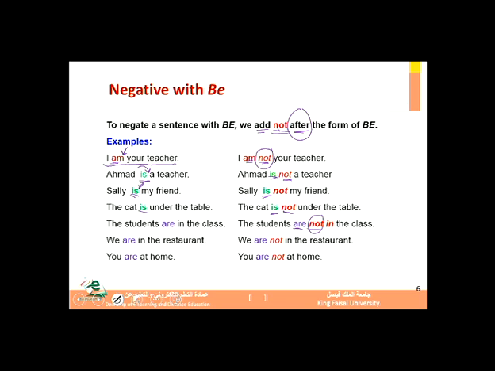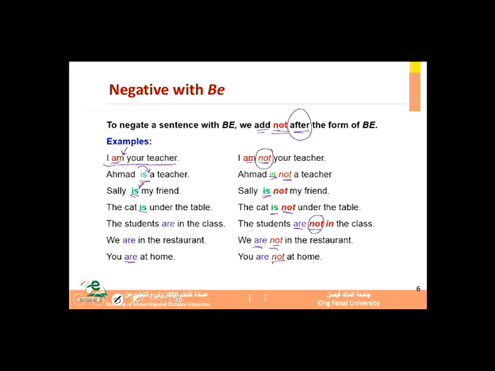What about those sentences? We are in the restaurant. Again, that is verb to be. Add not after verb to be. We are not in the restaurant. You are at home. Verb to be. Add not after the form of verb to be. You are not at home.